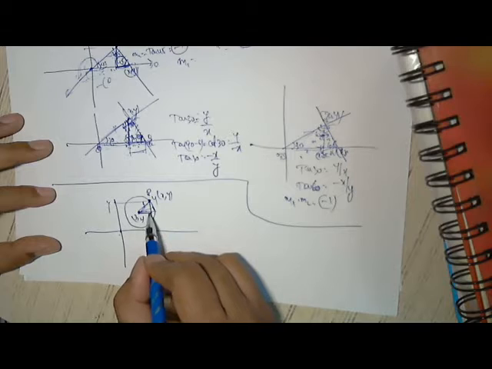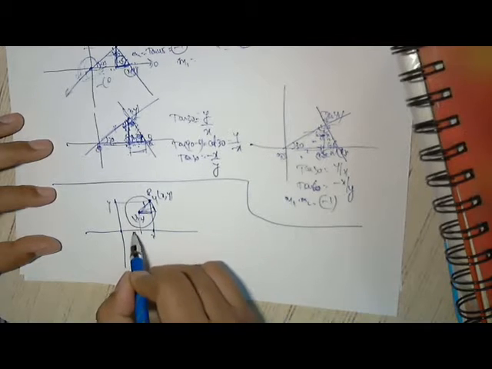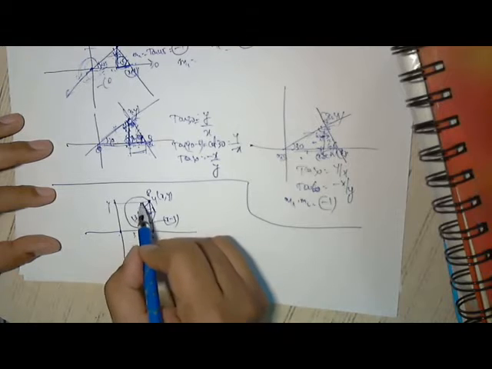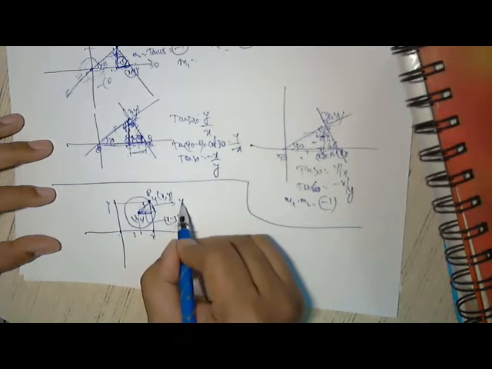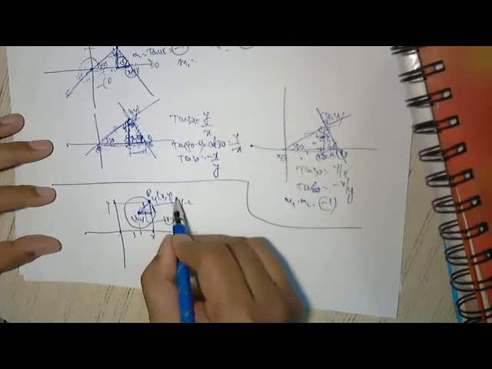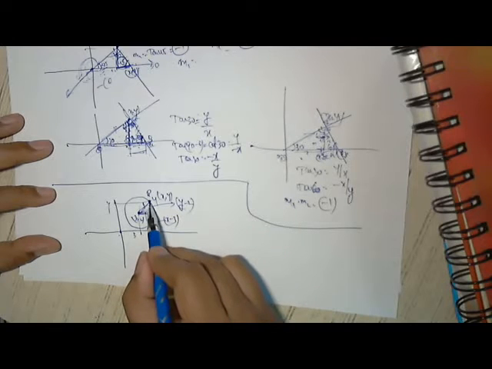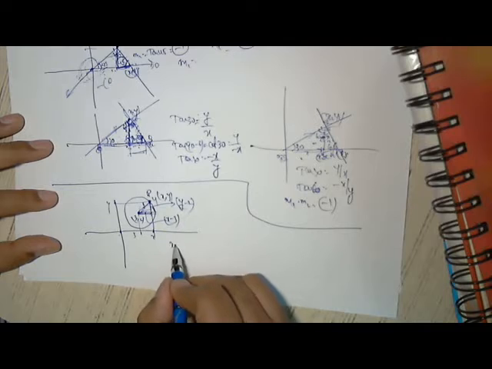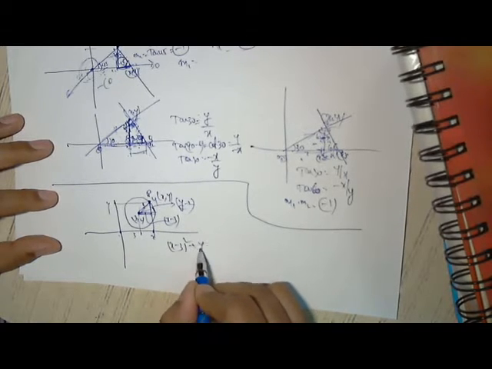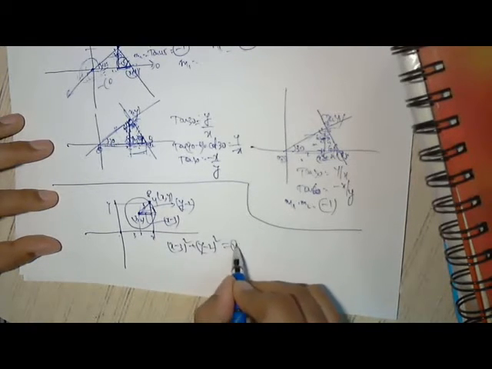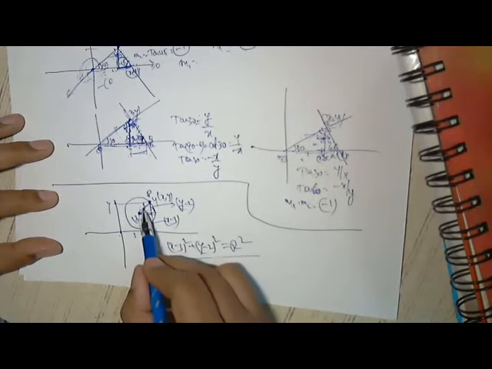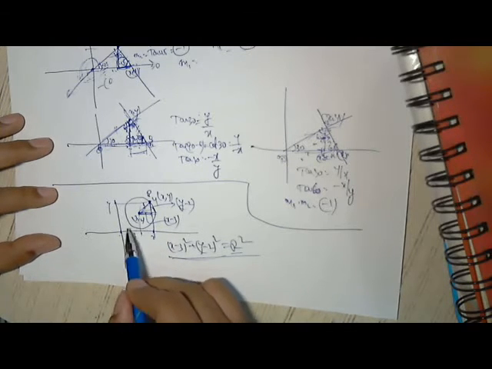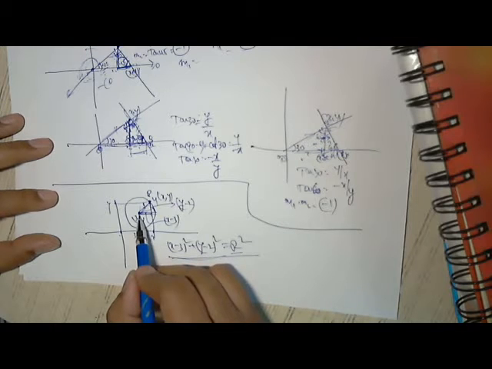So what is this x? It is x minus 3. So this portion is x minus 3. And this portion is y minus 2. I want this square, but this square is r square. So (x minus 3) whole square plus (y minus 2) whole square is equal to r square. The radius is fixed at 4. So this is the equation when the origin is shifted to this point.